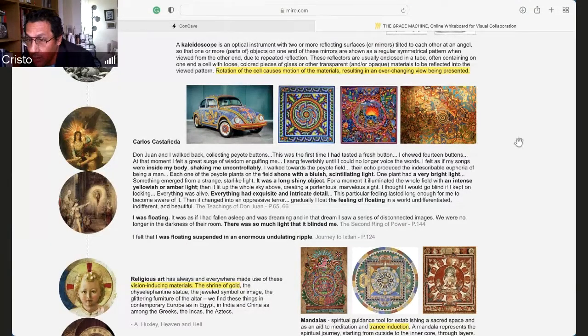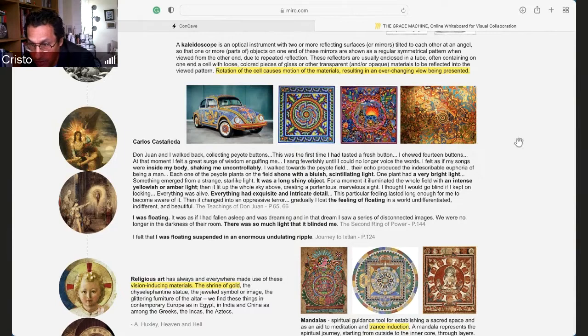Don Juan and I walked back collecting peyote buttons. This was the first time I had tasted a fresh button. I chewed 14 buttons. At the moment, I felt a great surge of wisdom engulfing me. I sang feverishly until I could no longer voice the words. I felt as if my songs were inside my body, shaking me uncontrollably. I walked towards the peyote fields. Their echo produced the indescribable euphoria of being a man. Each one of the peyote plants on the field shone with a blush, scintillating light.